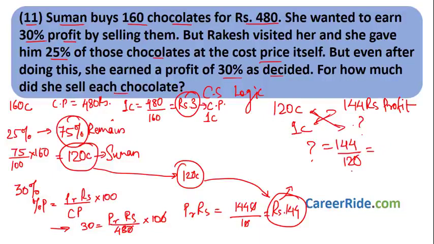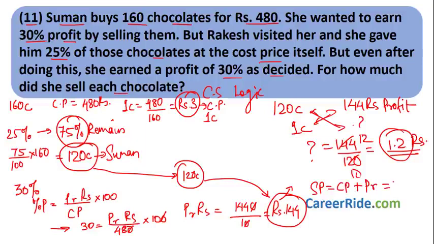What do we get? 12 tens are 12, 12s are 1.2 rupees. So from each chocolate she should earn a profit of 1.2 rupees. We know selling price is cost price plus profit. What is the cost price for one chocolate? 3 rupees. How much profit should she earn from one chocolate? 1.2 rupees. What should be the selling price of each chocolate? 4.2 rupees. See, this is your answer.